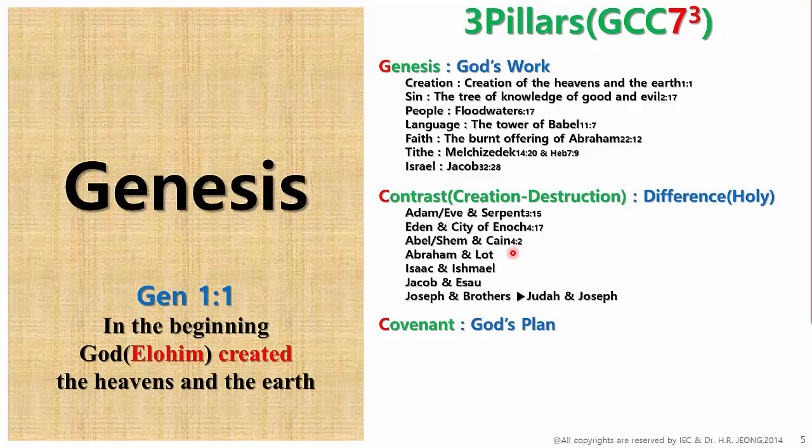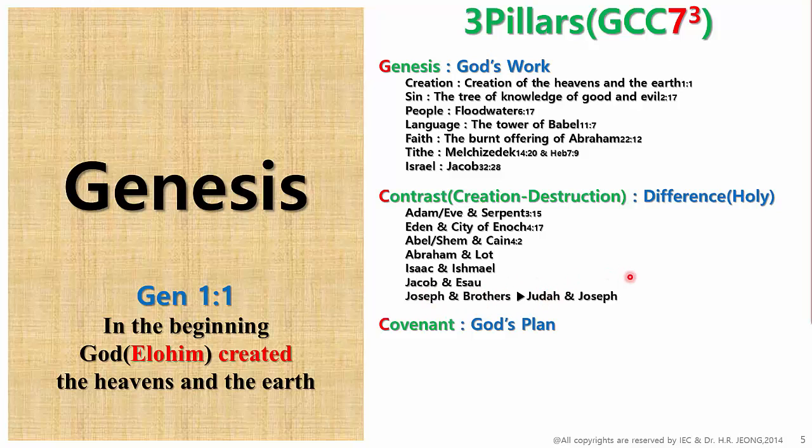The last one is about Joseph and his brothers. In the beginning of the story, Joseph was chosen by God, but in the end, Judah was chosen as David and Jesus' ancestor. So the contrast converted to Judah and Joseph.